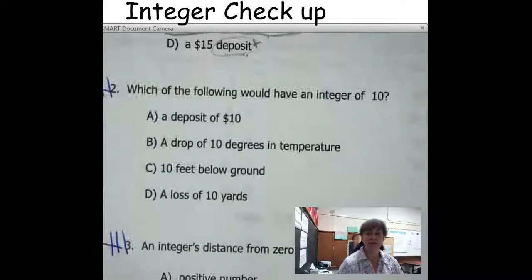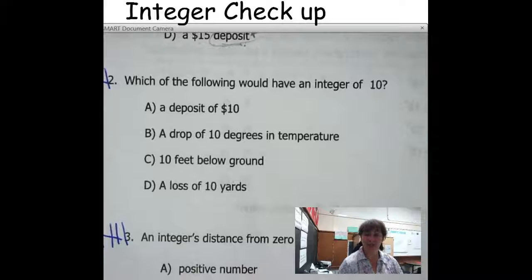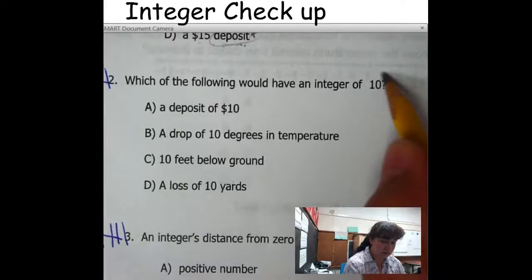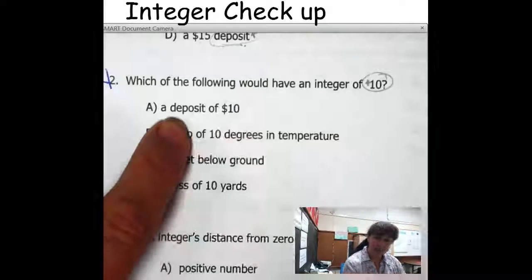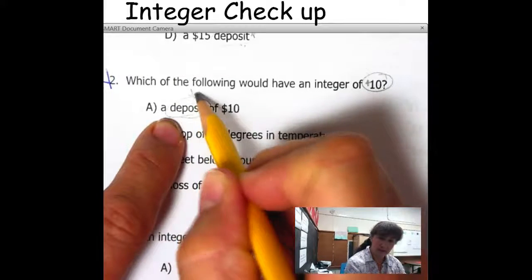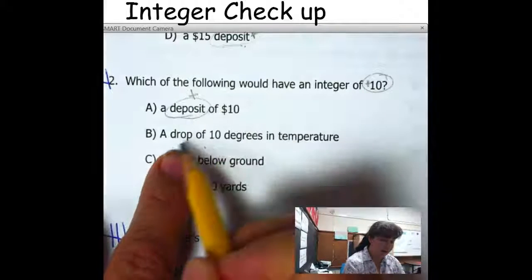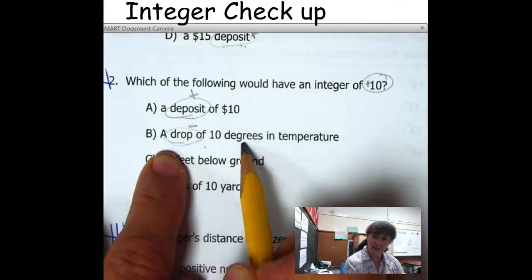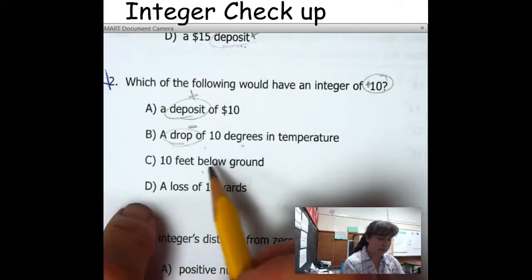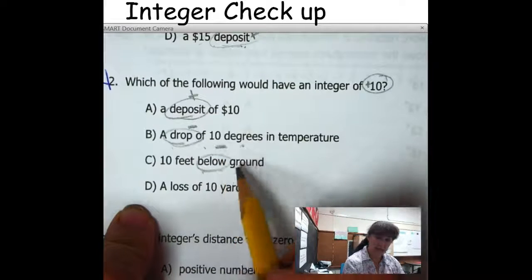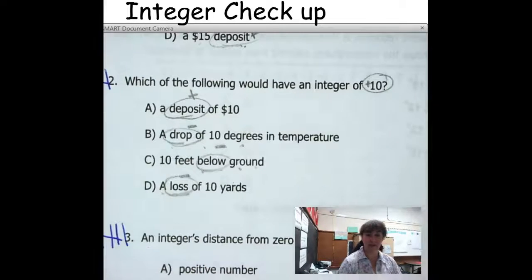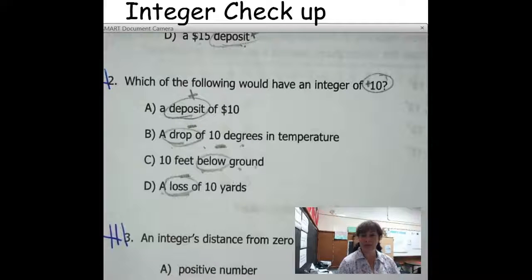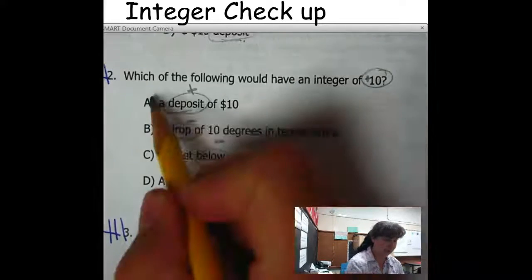Okay? Number two, which of the following would have an integer of 10? So this, even though there's nothing in front of it, it's a plus if there's nothing there. Okay, so a deposit is you're putting money in, and that's going to be a plus. Okay, a drop of 10 degrees indicates negative. Okay, 10 feet below ground, below is going to indicate a negative, and a loss of 10 yards, and loss is going to indicate negative. So the only one that indicates positive is going to be letter A.